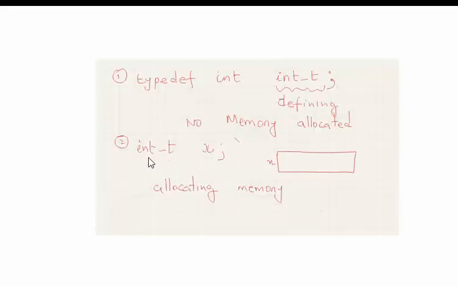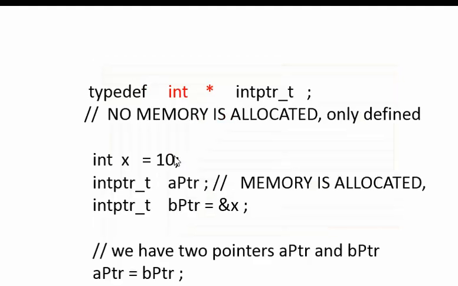And then I can go ahead and use it the way we were doing it before. For instance, int_t x. Here we are now declaring a variable of type int_t. All right. We'll come back to this slide a little later. I'll show you some examples.